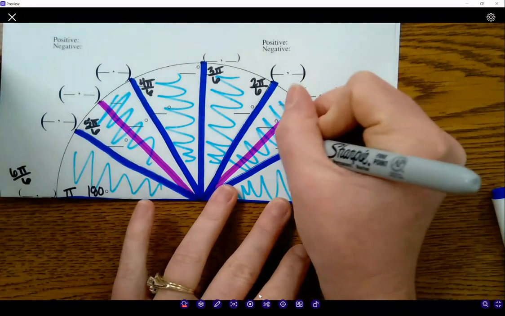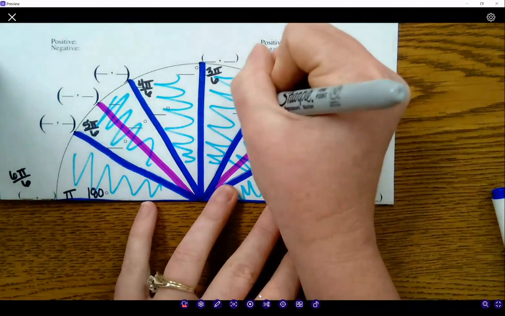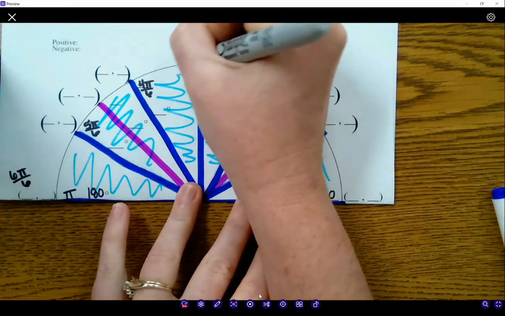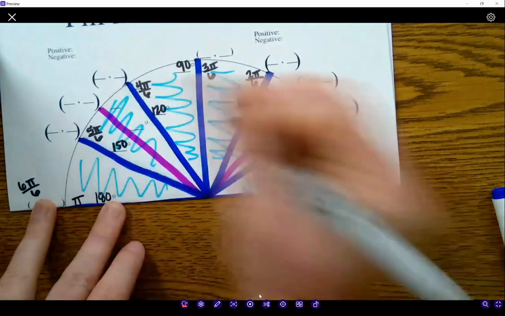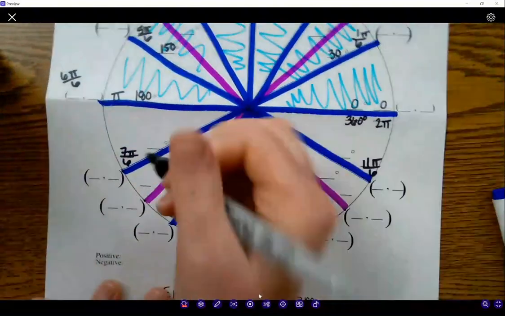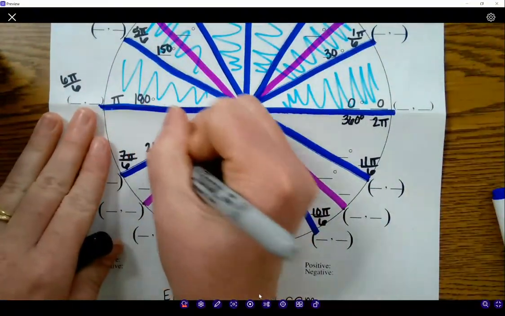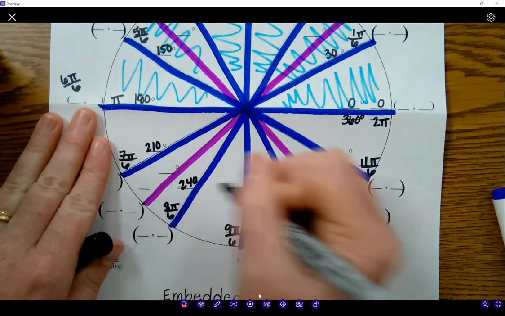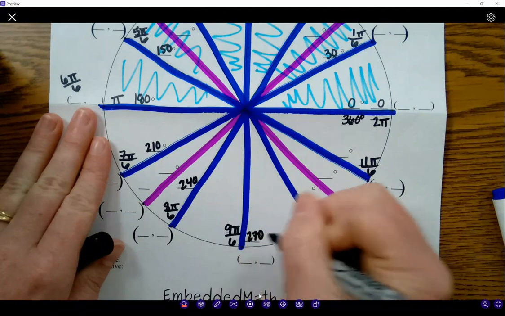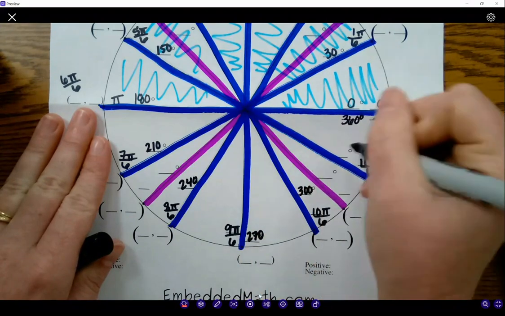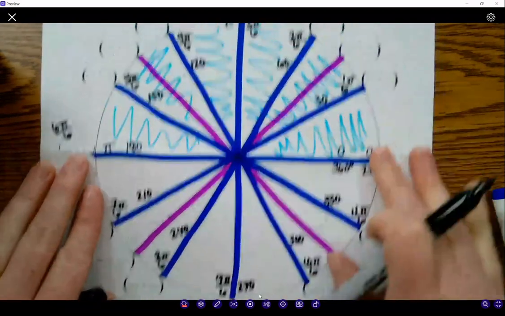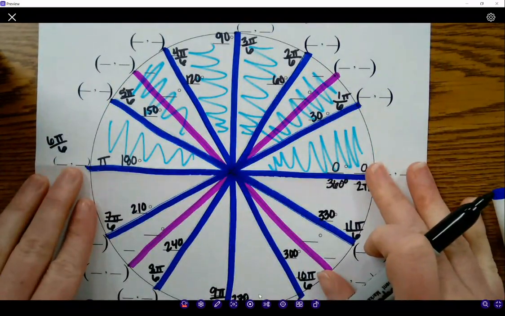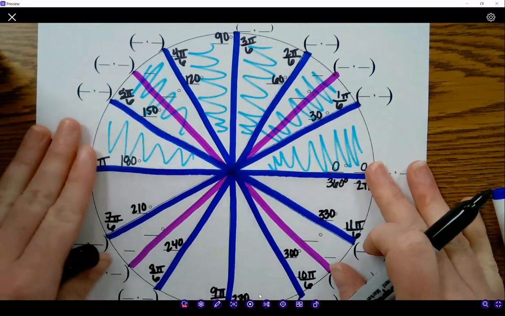So 0 plus 30 is 30, 30 plus 30 is 60, 60 plus 30 is 90, and then we're going to have 120, 150, here's 180. I'm going to go ahead and unfold the circle so we can keep on going all the way around. We have 210, 240, 270, 300, and 330. Okay, so we've made it all the way around with our radian values and our degree values just for our 30 and 60 degree reference angles.